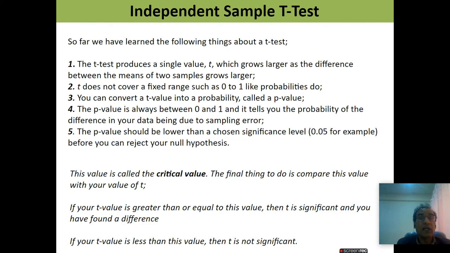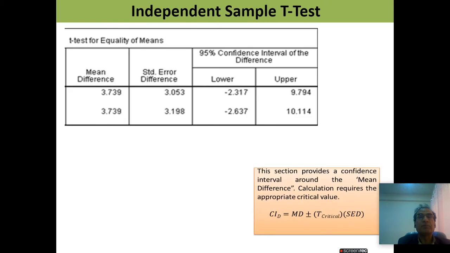This value is called the critical value. The next thing to do is compare this value with your value of t. If your t value is greater than or equal to this value, then t is significant and you have found a difference. If your t value is less than this value, then t is not significant. So you can find whether the test is significant or not. It depends upon the p-value.